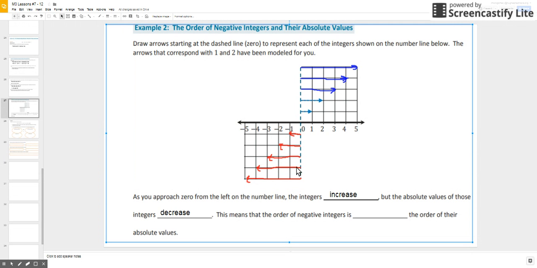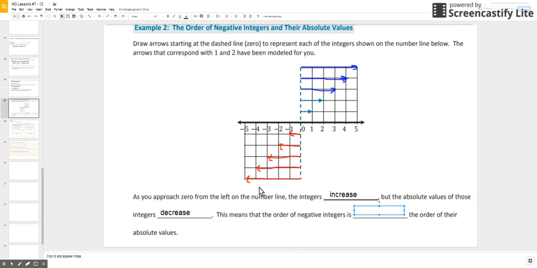So this means the order of the negative integers is, and of course we just talked about this, the order is the opposite. And that's what we have to understand: the absolute value of a negative integer is the opposite of that integer. So this means the order of a negative integer is the opposite of the order of the absolute value, because the negative integers increase in value, -5, -4, -3, -2, -1, but their absolute value, their distance from 0, decreases in value. All right, so that's the video notes based on understanding the order.